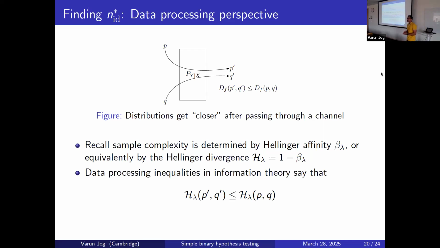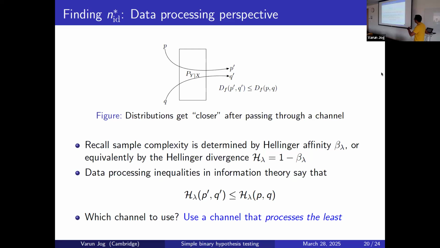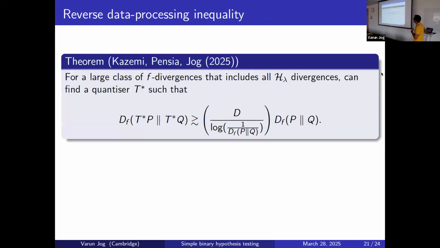But you have a choice of what channel to use. Among all possible channels, your input is of size k, which is your alphabet. The only restriction you have is that the output is of size d, because you're quantizing. So among all these channels, you want to use that channel which processes the least. Things are coming close, but you want to keep them as far apart as possible. You want a sort of reverse data processing inequality, where you're saying that there exists some channel out there which is not destroying information. So the P prime and Q prime stay far apart even after passing through a channel.